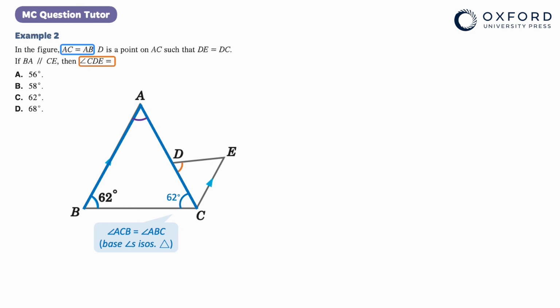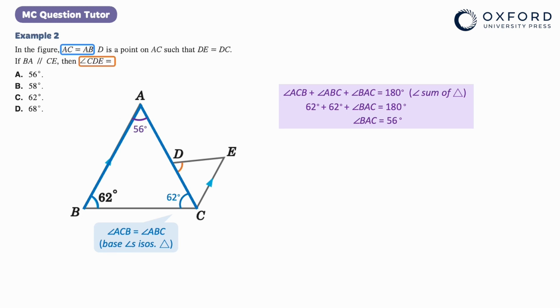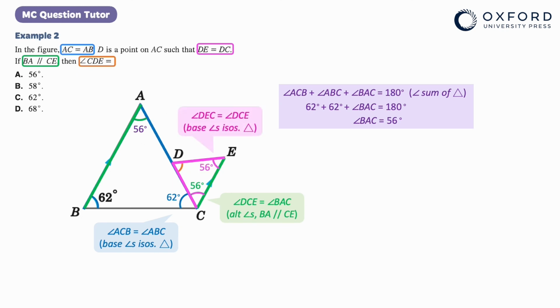Then, we can find this angle by using angle sum of triangle. It is 56 degrees. Another given information is BA and CE are parallel. That means these two angles are the same. Both of them are 56 degrees, because they are alternate angles. The last given information is DE equals DC. That means these two angles are both 56 degrees. The reason is base angles, isosceles triangle.